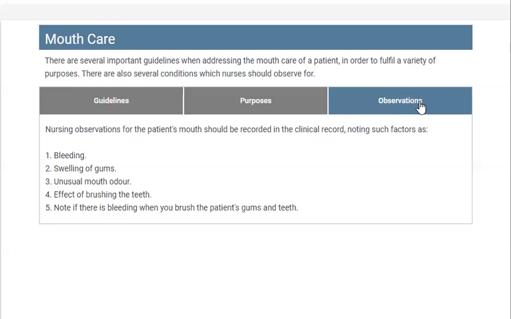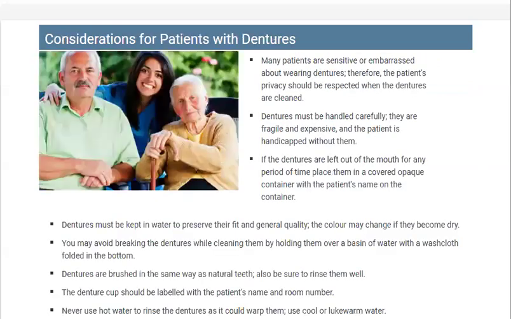Effective brushing of the teeth. 5. Note if there is bleeding when you brush the patient's gums and teeth. Considerations for patients with dentures. Many patients are sensitive or embarrassed about wearing dentures. Therefore, the patient's privacy should be respected when the dentures are cleaned.